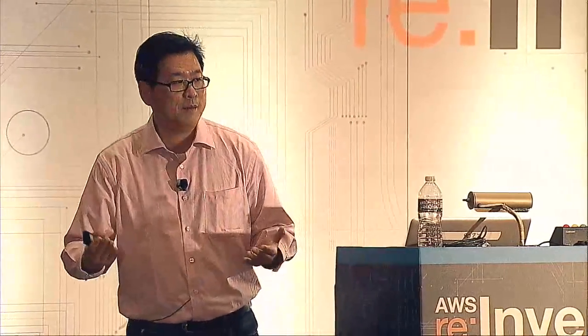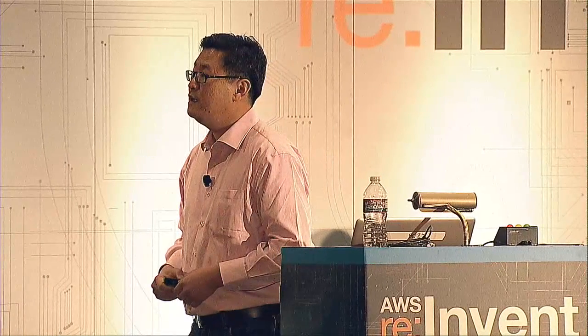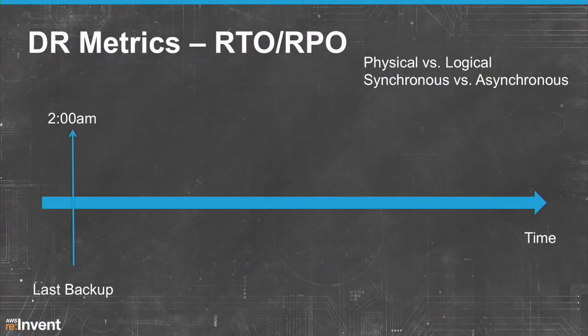So maybe you already know this, but just to level set, typically RTO and RPO work like this. Let's say you have a last backup of your system done at 2 a.m., and some kind of event occurs, right? Let's say around 6 a.m. It could be a natural disaster, or it could be a human error.